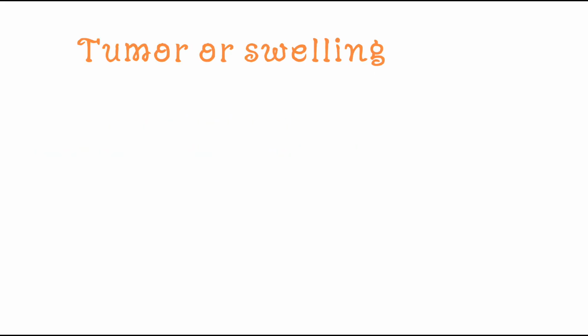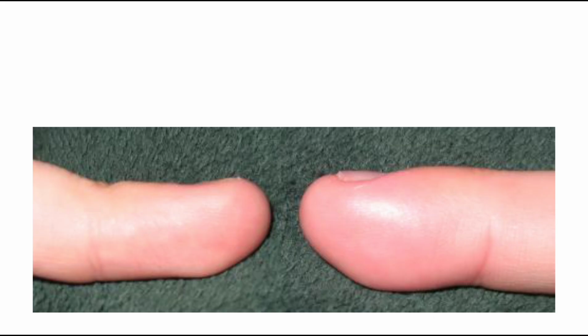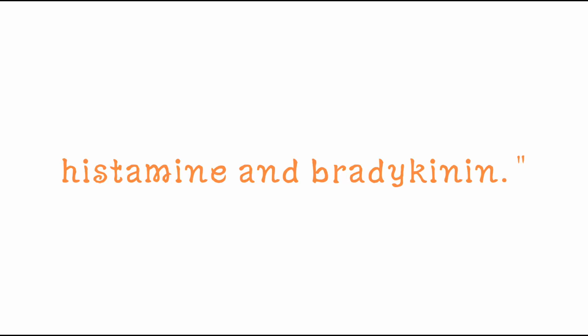Then tumor, the swelling. The third sign is swelling, or tumor. Don't confuse this with cancer. Here it simply means a bump or enlargement. The swelling happens when blood vessels become leaky, allowing fluid, protein, and immune cells to move into the surrounding tissue. This fluid buildup is called edema, and it's mostly caused by histamine and bradykinin.